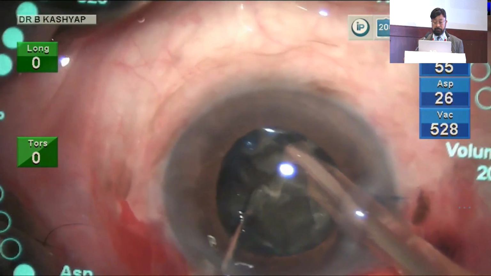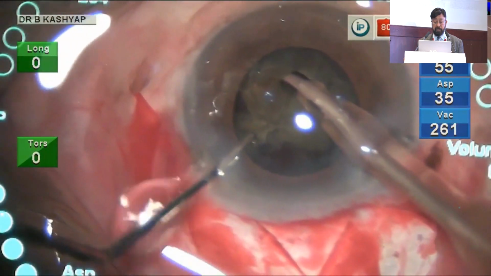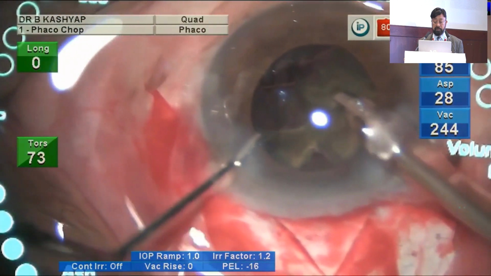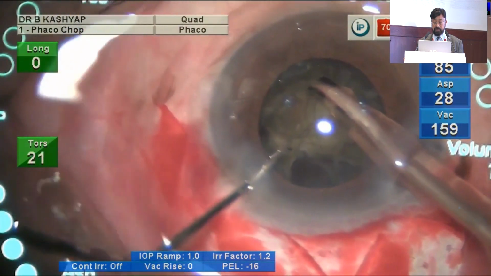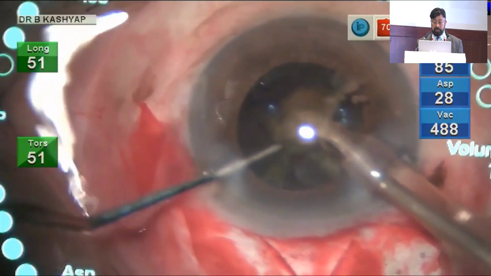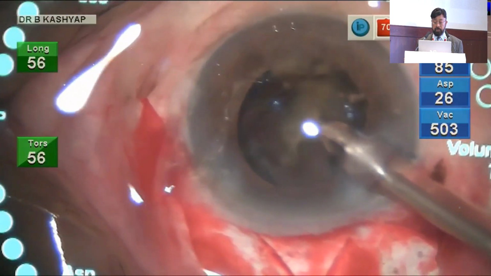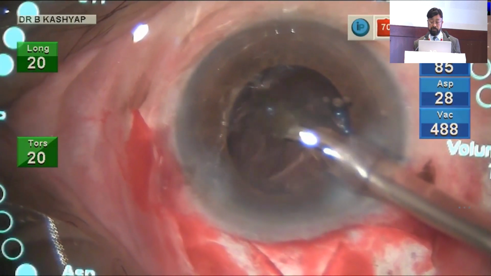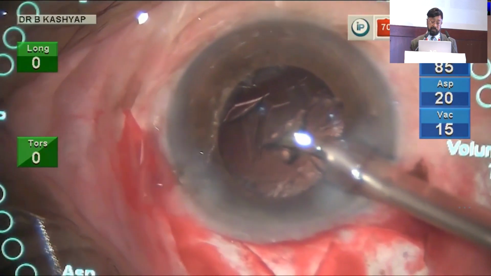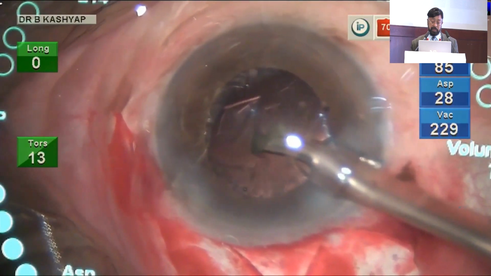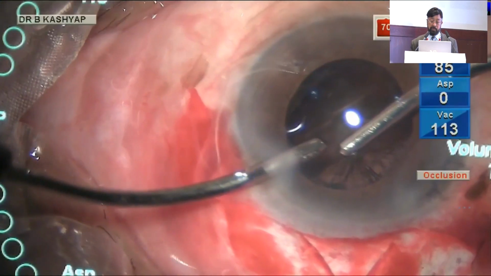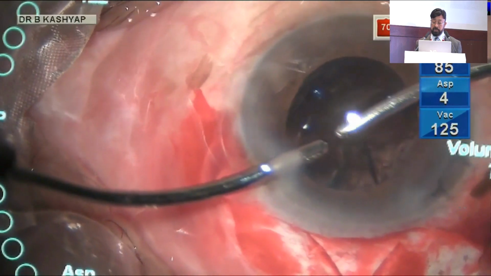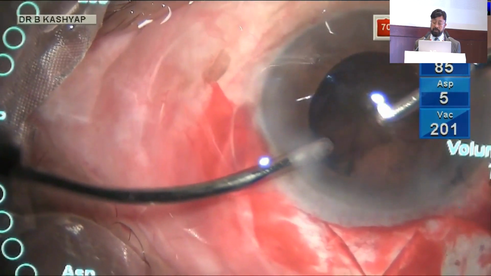And then we complete the emulsification. I always take out my Sinskey hook when I eat up the last chunk of the nucleus. And again, I do the bimanual irrigation aspiration. You can see that the incisions are quite corneal.